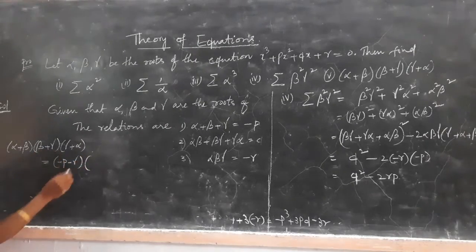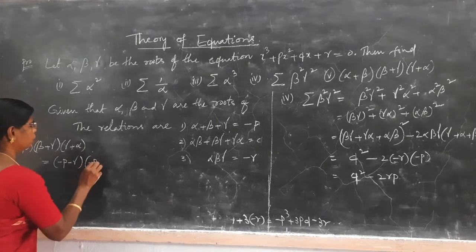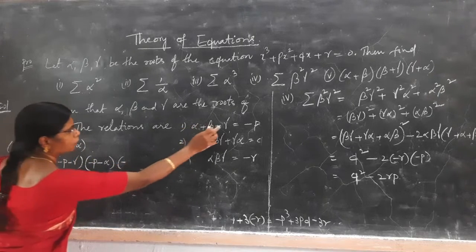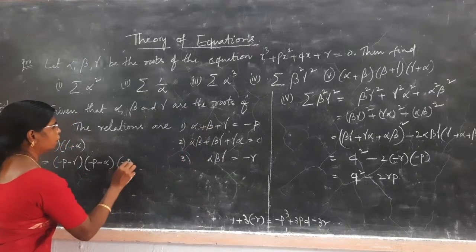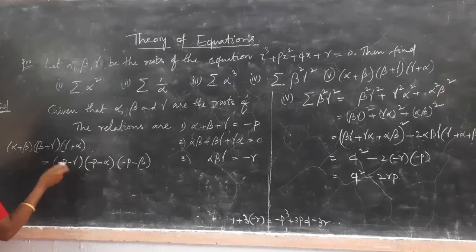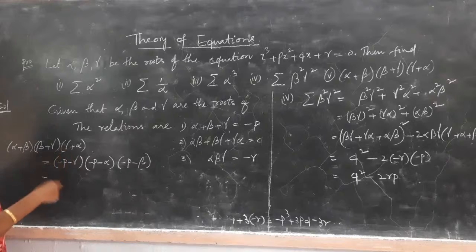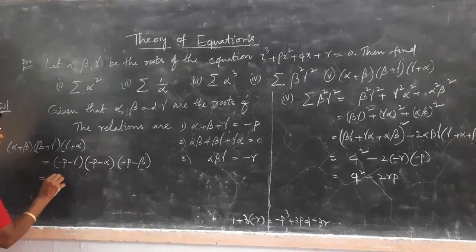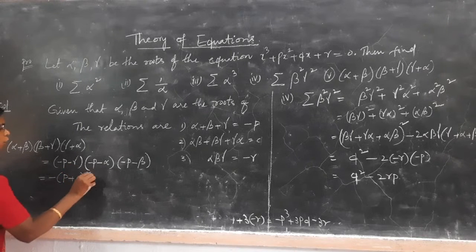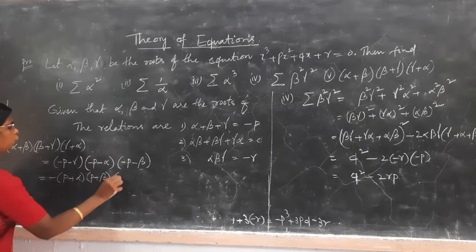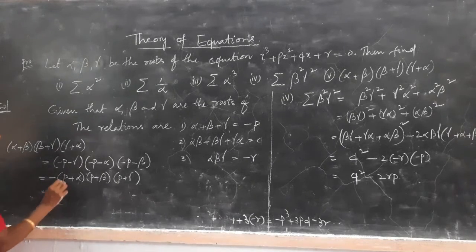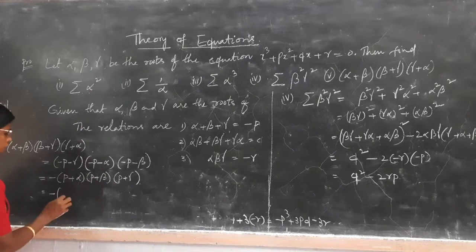Next, beta plus gamma is minus p minus alpha, and gamma plus alpha is minus p minus beta. So overall, there is a common minus, minus into minus, that is minus of (p plus alpha)(p plus beta)(p plus gamma). I am multiplying all of these, p into p, p cube.